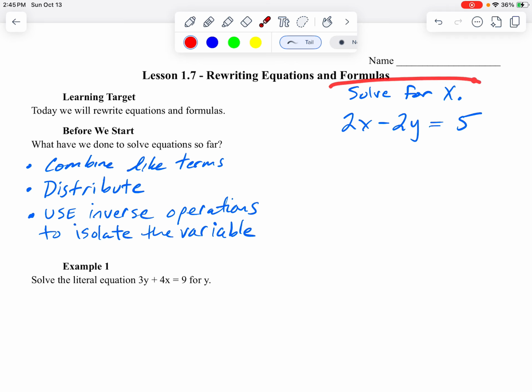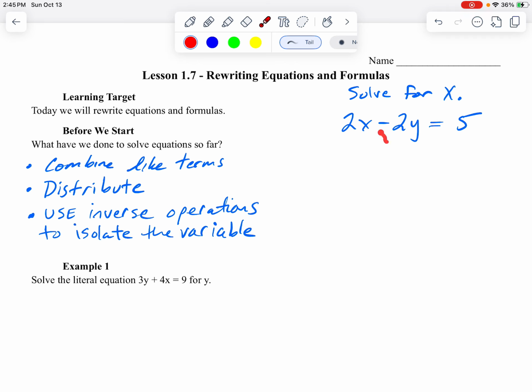So let's just look at this example over here to get us started and on the right track. I'm trying to get x by itself. I'm still trying to do the same things. I've got to get rid of this 2 because it's connected to the x, and I've got to get rid of this minus 2y. If I can make both of those go away, I'll be left with just x, and that's my goal. We're going to go in the same order as well.